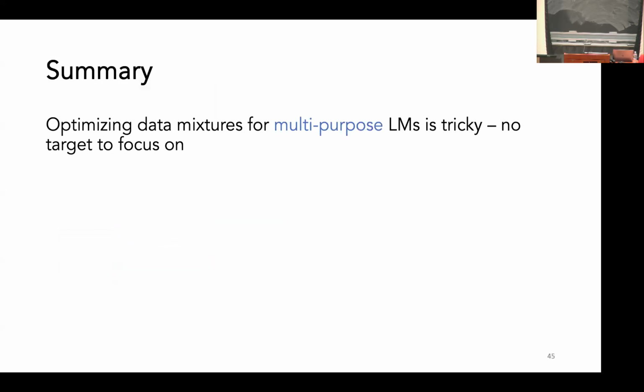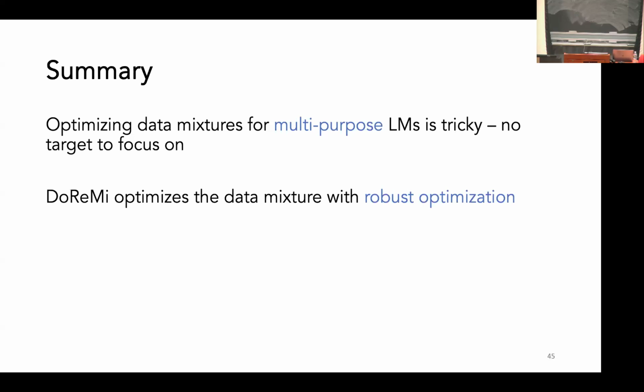So as a summary, optimizing the data mixtures for multipurpose language models is tricky because there's no particular target to focus on. So our algorithm DoReMi instead formulates this as robust optimization to be robust to the unknown target, and therefore optimizes the data mixture using robust optimization. And the result is we get a 2.6 times speedup in training 8 billion parameter models on the Pile.